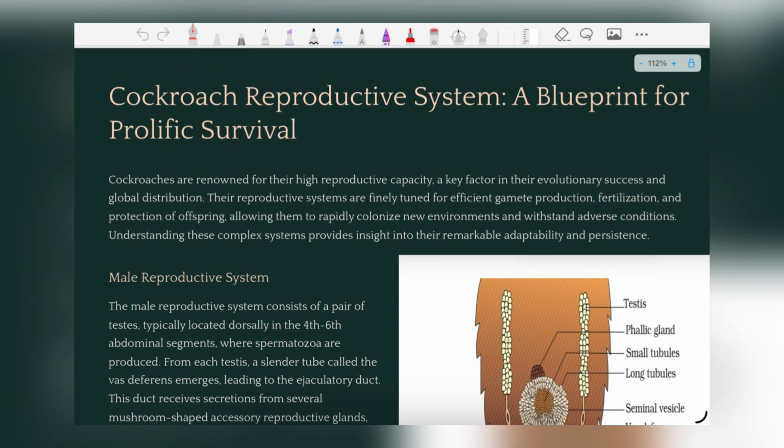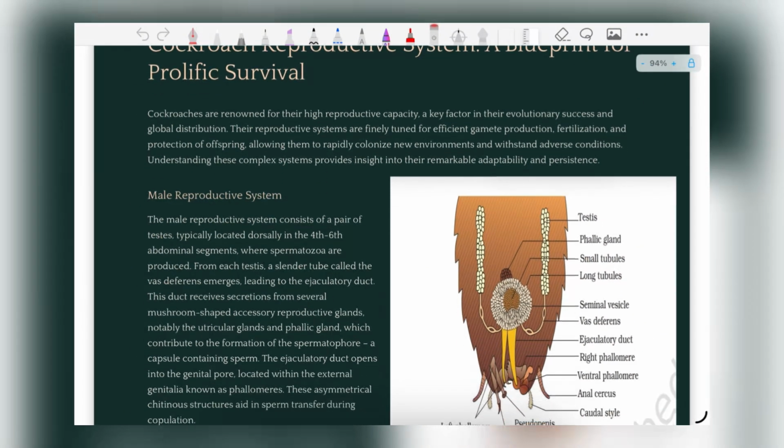Now, the cockroach reproductive system, a blueprint for prolific survival. Cockroaches are renowned for their high reproductive capacity, a key factor in their evolutionary success and global distribution. Their reproductive systems are finely tuned for efficient gamete production, fertilization, and protection of offspring, allowing them to rapidly colonize new environments and withstand adverse conditions. Understanding these complex systems provides insights into their remarkable adaptability and persistence.